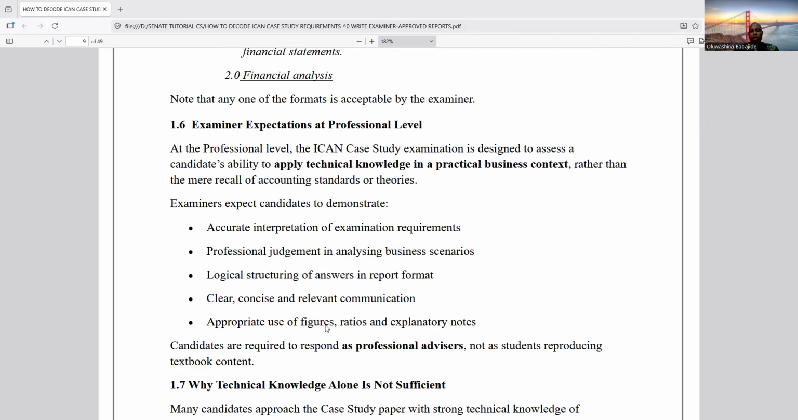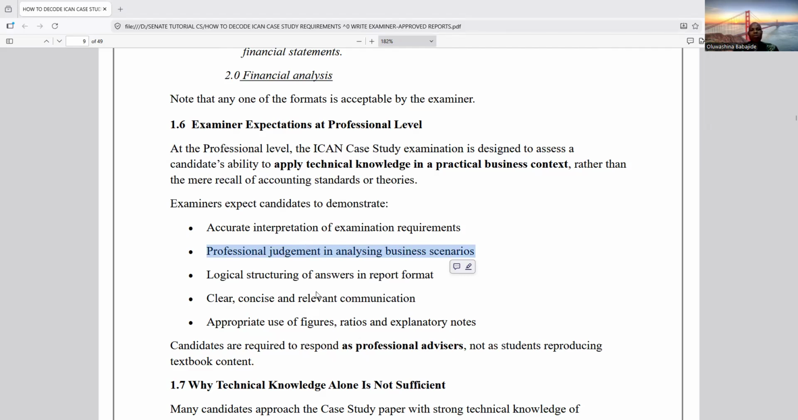Then, professional judgment in analyzing the business scenario. You make a professional judgment as you analyze the business, because we are dealing with a business. That's why I mentioned in our first class that you need to understand the type of business you are dealing with. When you know the type of industry and its technicalities, you also know the wider issues involved in that particular industry. So you make judgment based on what is happening in that industry in the current economy.